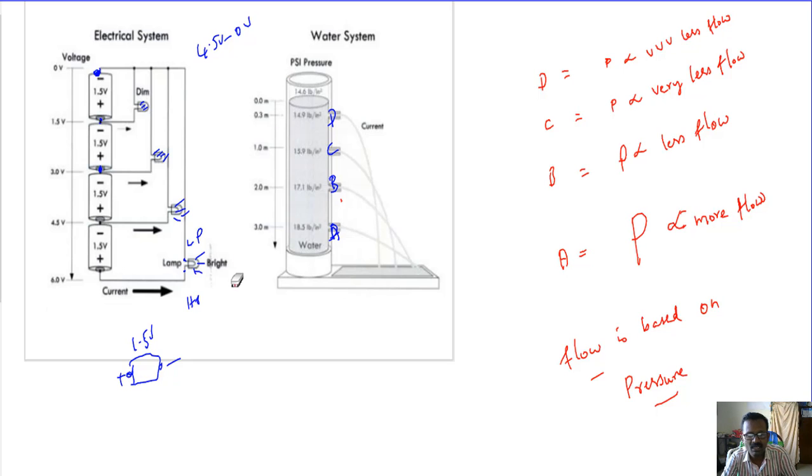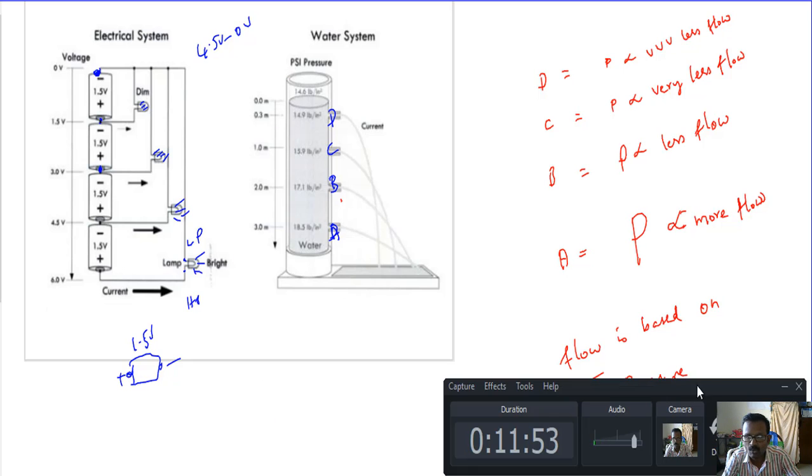Now, next we'll see about Ohm's law. Okay.